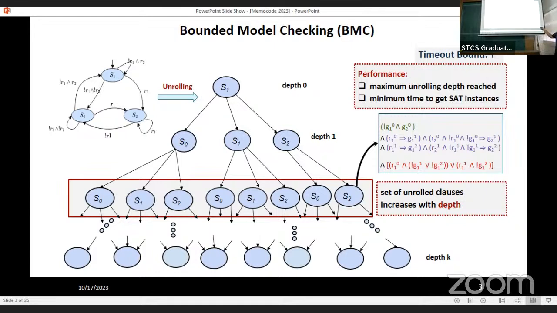So that's what we'll say. Within this time T, what is the time that the tool took to get a SAT instance?